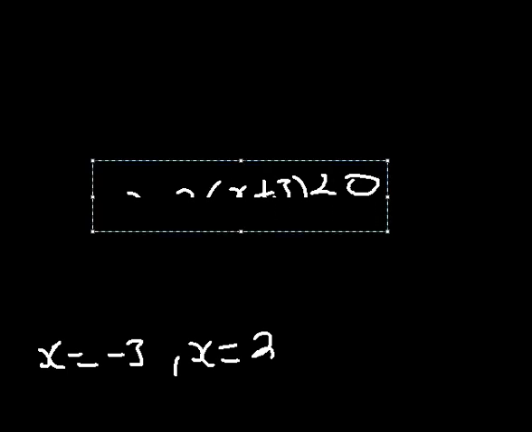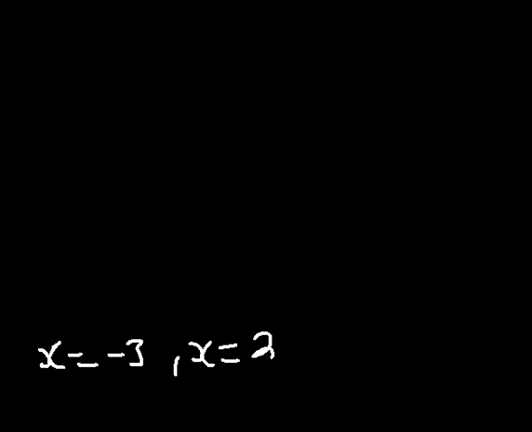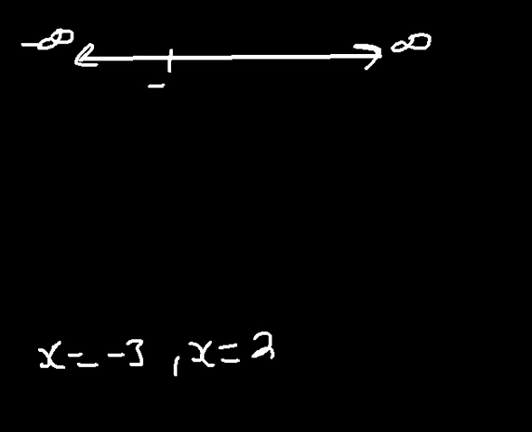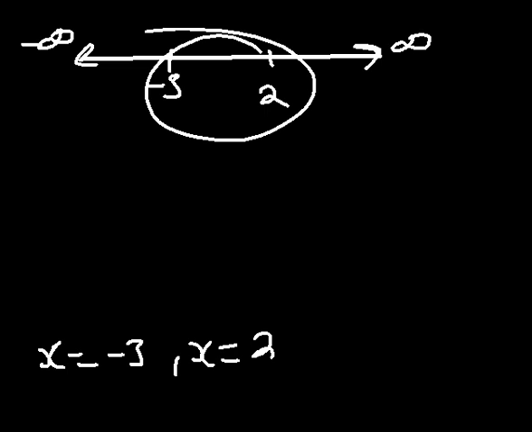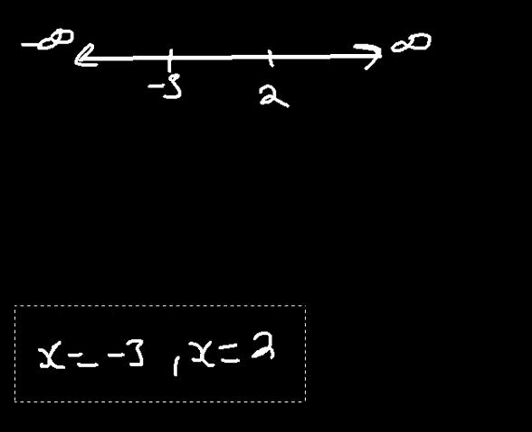So we have the critical values given. Now we have to come up with the number line, and that will help us come up with the intervals from the critical values. We have the negative infinity here, and the positive infinity here. We have this one as negative 3, and this one as 2. I understand you know what the number line is in the context of inequalities.